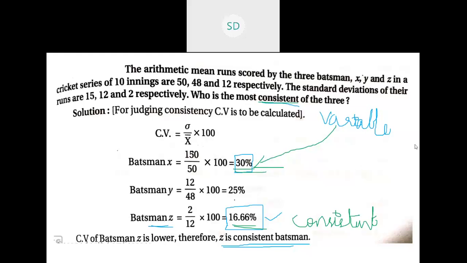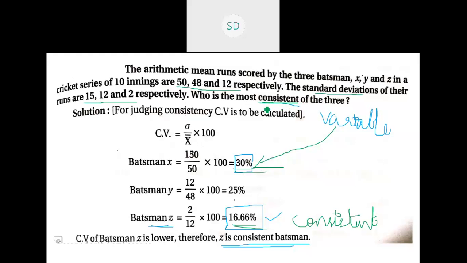Okay, so let's go. I'll just summarize the whole question once again. Here they have given us the arithmetic mean of three batsmen X, Y and Z, which is 50, 48 and 12, and their standard deviations are given as 15, 12 and 12. They are asking who is the most consistent batsman.